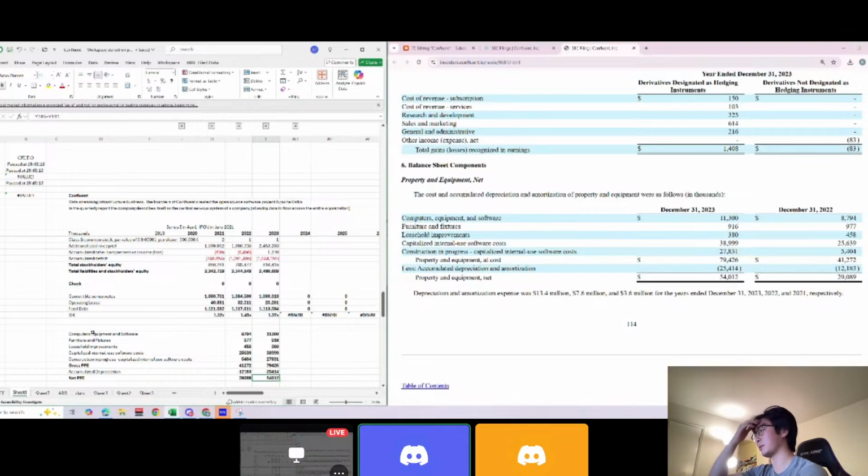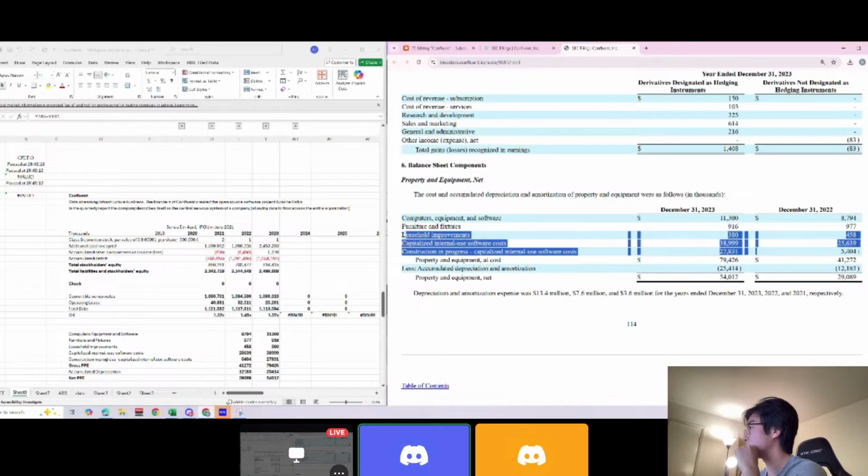So that number's increased by about 3 million. I think the capitalized software, it's increased by a decent amount here. Yeah, about, give or take, $14 million. Construction in progress, capitalized internal software costs. I actually don't know what the difference is between these two numbers.